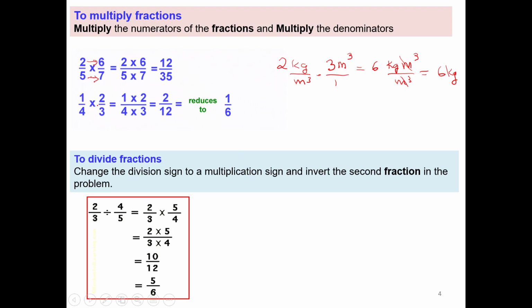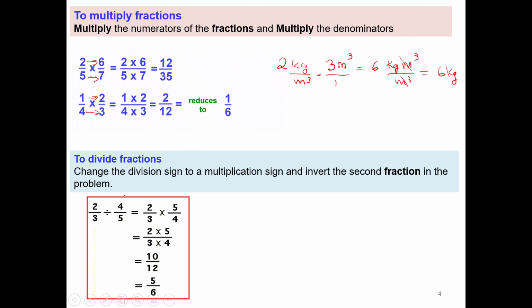Then in some cases, as mentioned before, when we multiply the fractions, we can reduce the fraction. Like in this case, we multiply numerator with numerator: 1 times 2 is 2, 4 times 3 is 12, and we can divide by 2, then we will have 1 over 6.